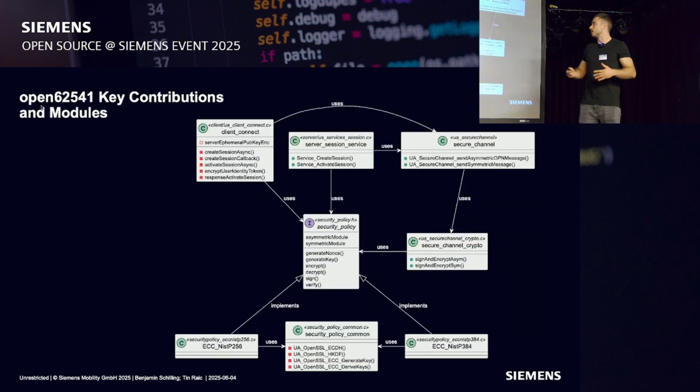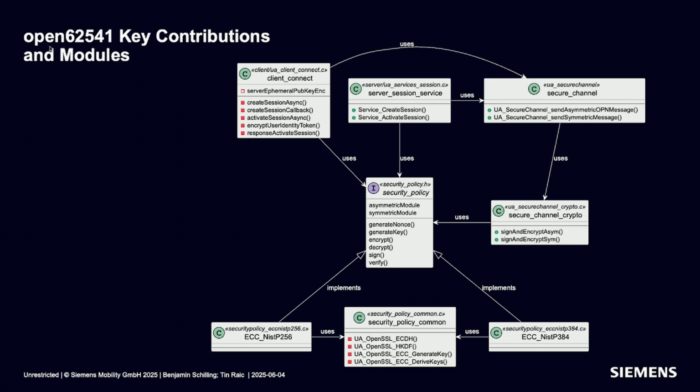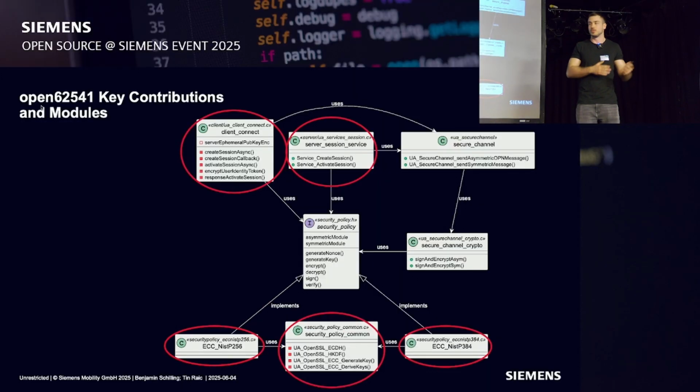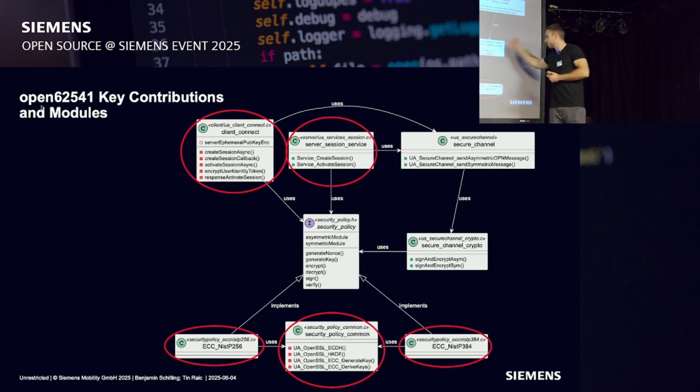This is a makeshift bootleg class UML diagram of a part of open62541 that's interesting for us. What's circled in red is what we touched or what was important for us. So we have the client connect and the server session service modules. They implement the high-level logic for establishing the communication between the server and the client, so both secure channel and the sessions. For secure channel, they use the secure channel module. This module uses the secure channel crypto module for crypto operations.